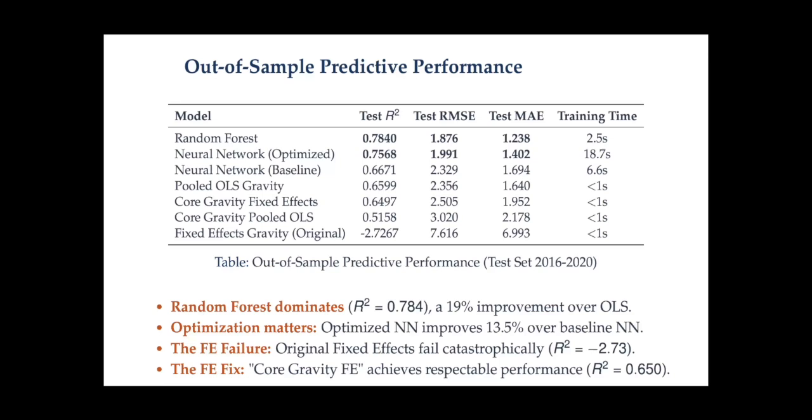There are other variables outside of CEPII. If I may try, it can drive up a little bit, but I don't think I can make it like 0.7 or something. So this is kind of the maximum. Core gravity pooled OLS shows 0.51, and the fixed effect gravity original model is negative. Negative R-square is showing like this, 2.72.